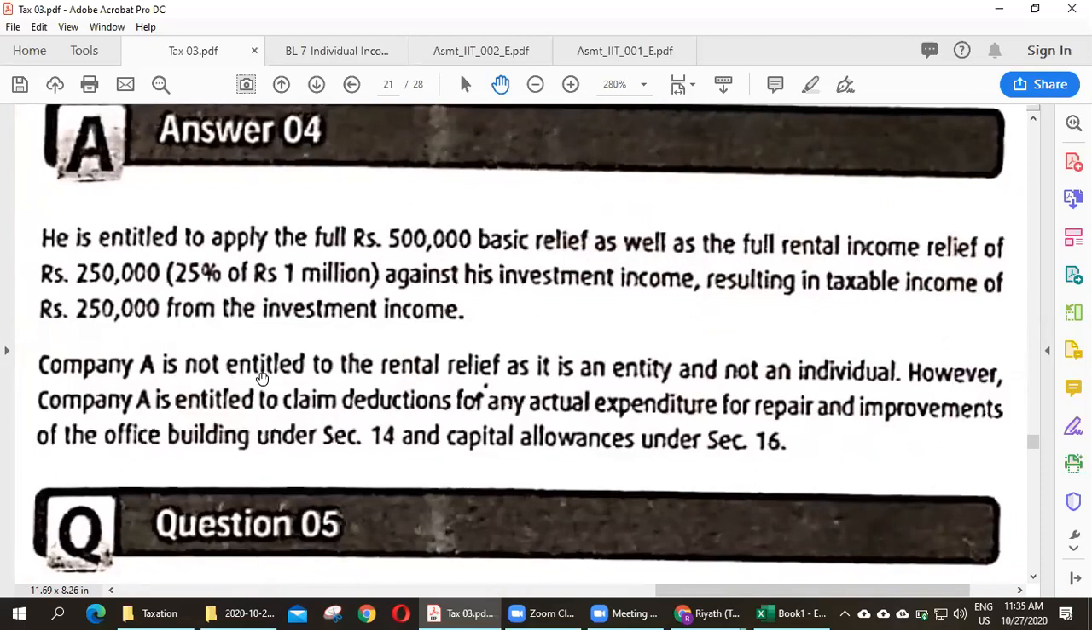Company A is not entitled to the rental relief as it is an entity and not an individual, right? From the company's point of view, it can't be. However, company A is entitled to claim a deduction of any actual expenditure for repair, improvement, and office under the capital allowance. Right?